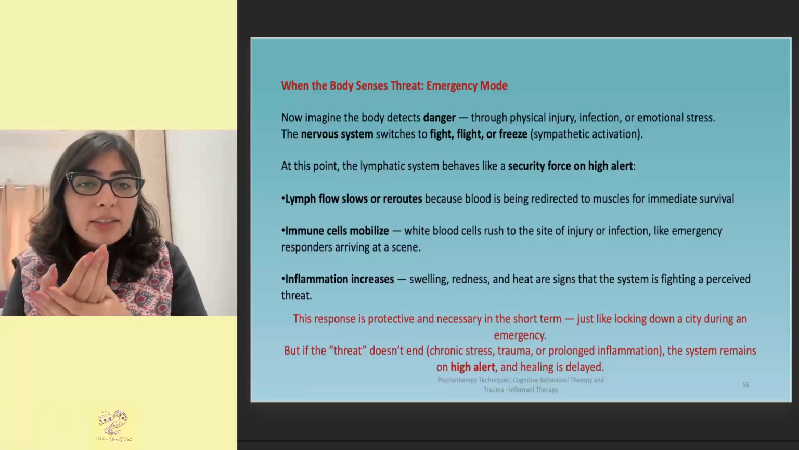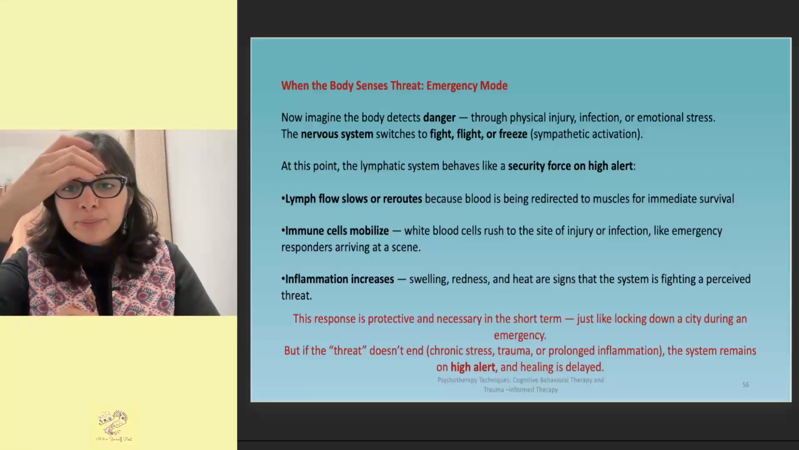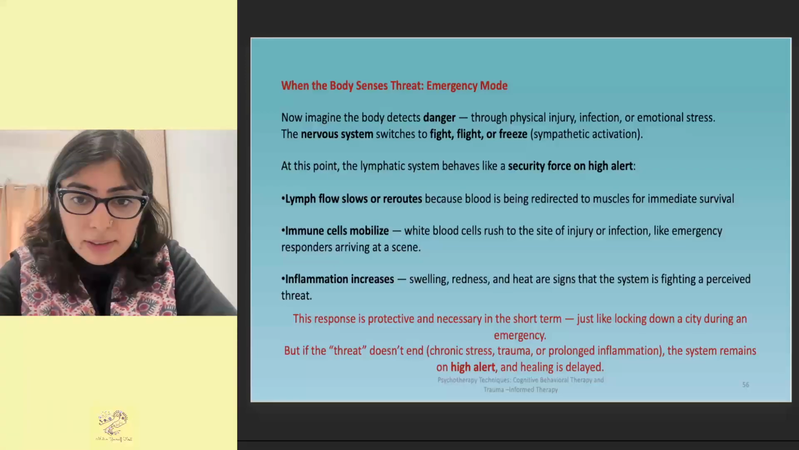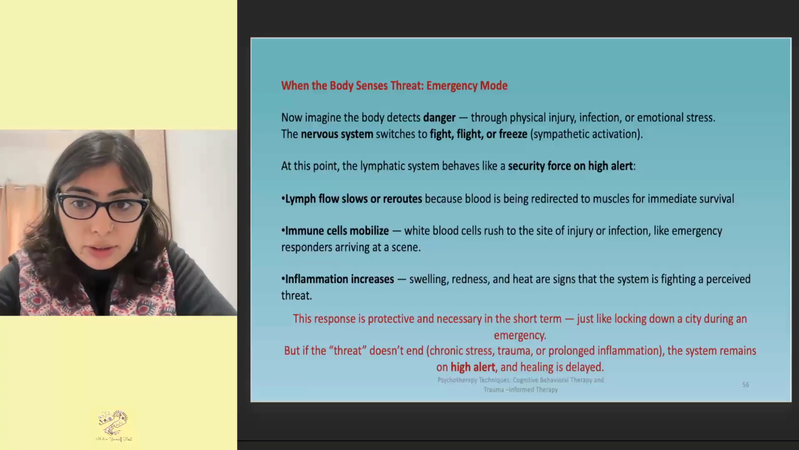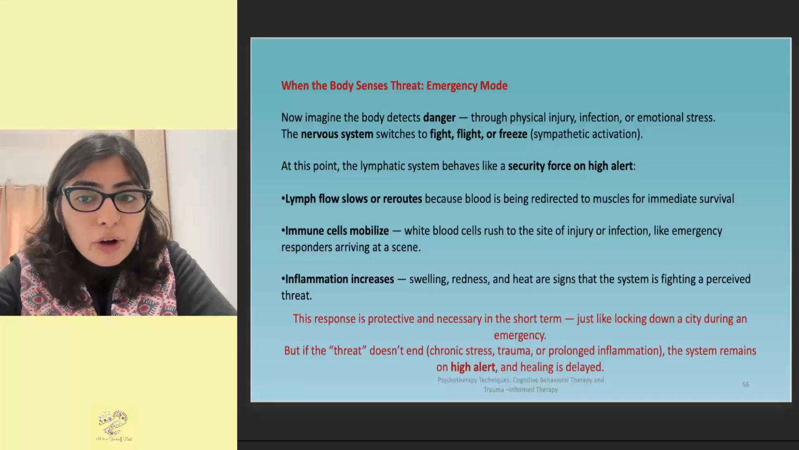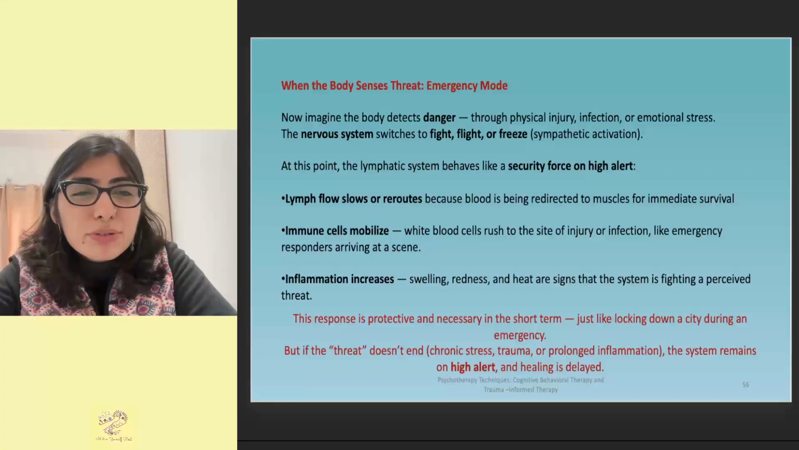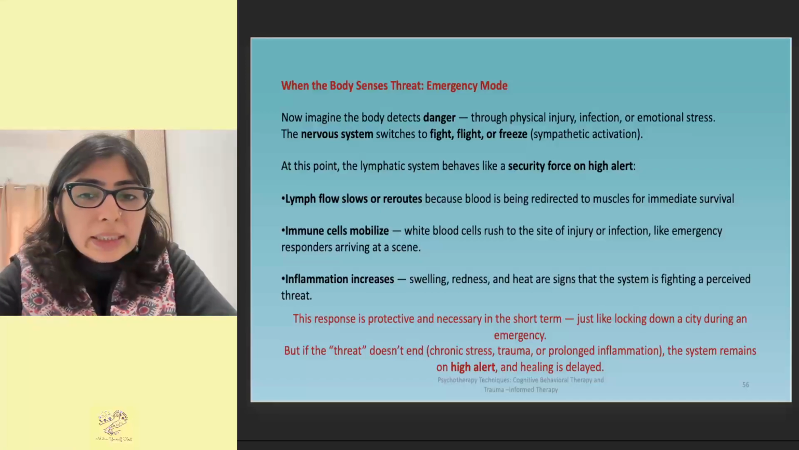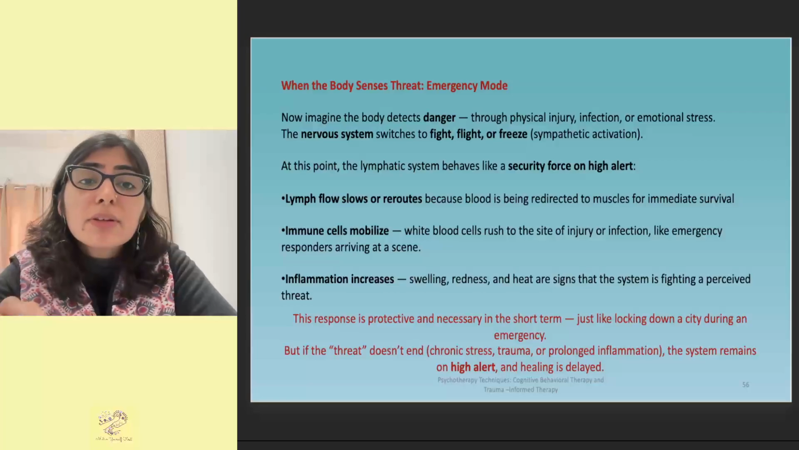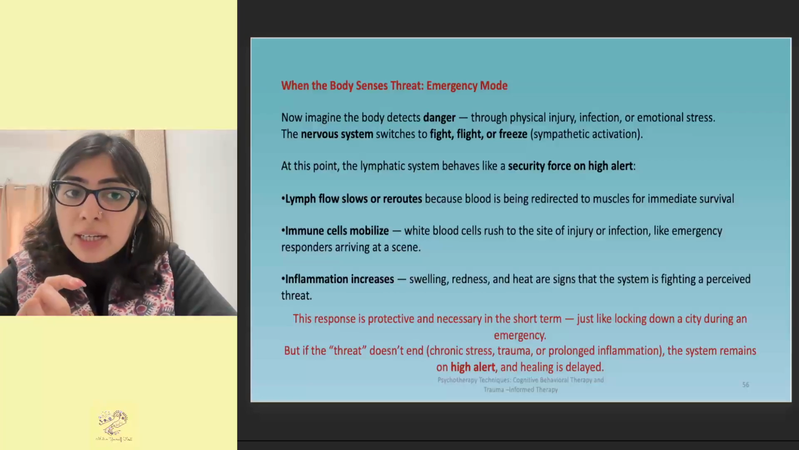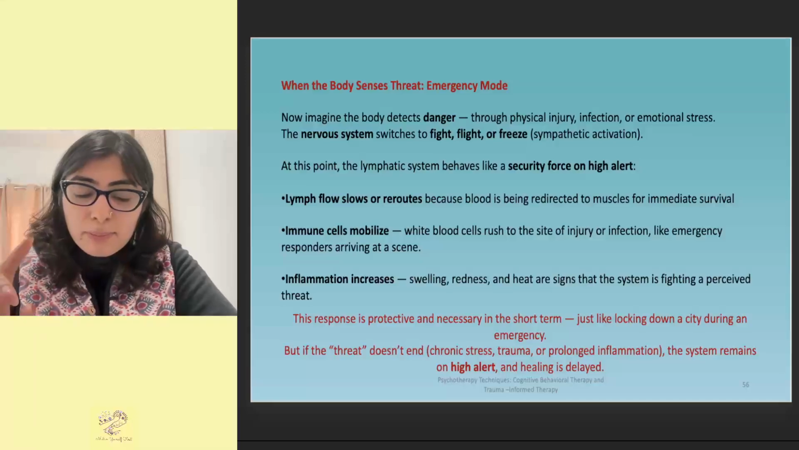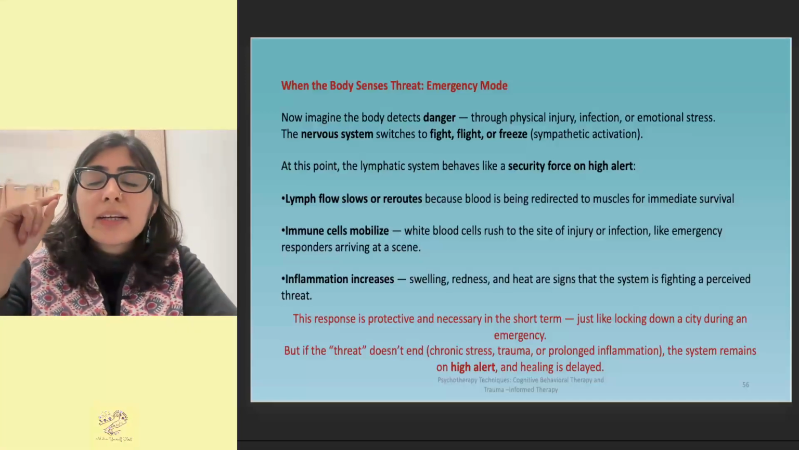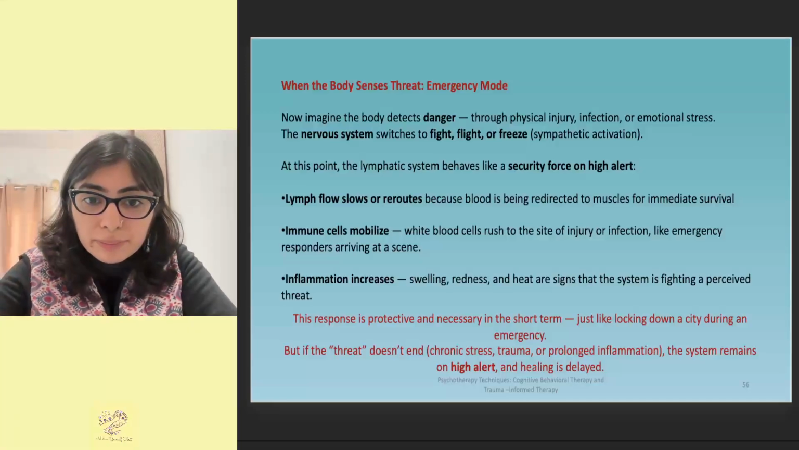If you're wearing any ring, it would feel tighter. It is because of this reason. So the response is protective and necessary in the short term. But in the long term, we can have gut issues, a lot of inflammation, bloating, digestive issues around the gut, because there are a lot of lymph nodes that are getting the signal that we are in danger. But it is a perceived threat. It can come from a stressful thought.